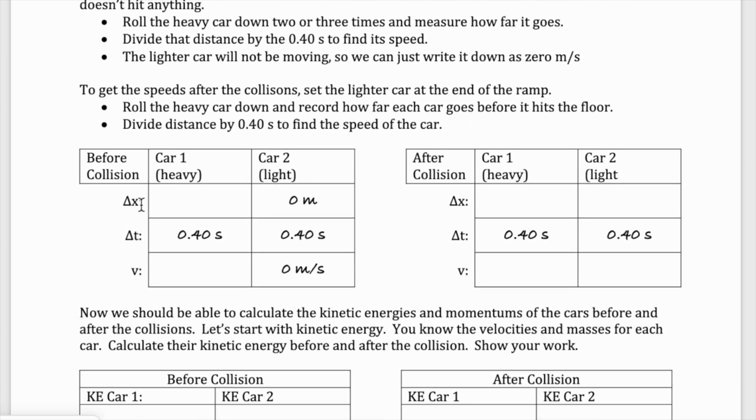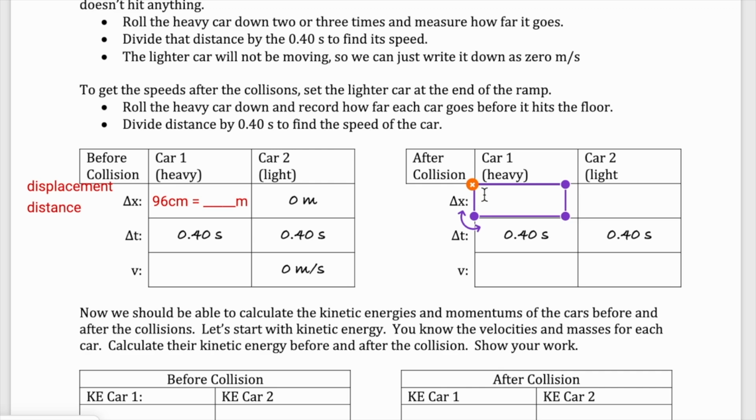Before we did the collision, we ran the heavy car off the ramp, and we found delta x. Well, delta x is the displacement or the distance, whichever you want to think of it. So our distance for that first car was 96 centimeters. Now, it's 96 centimeters, but I need you to convert it to some number of meters. Don't leave it in centimeters, instead convert it to meters.